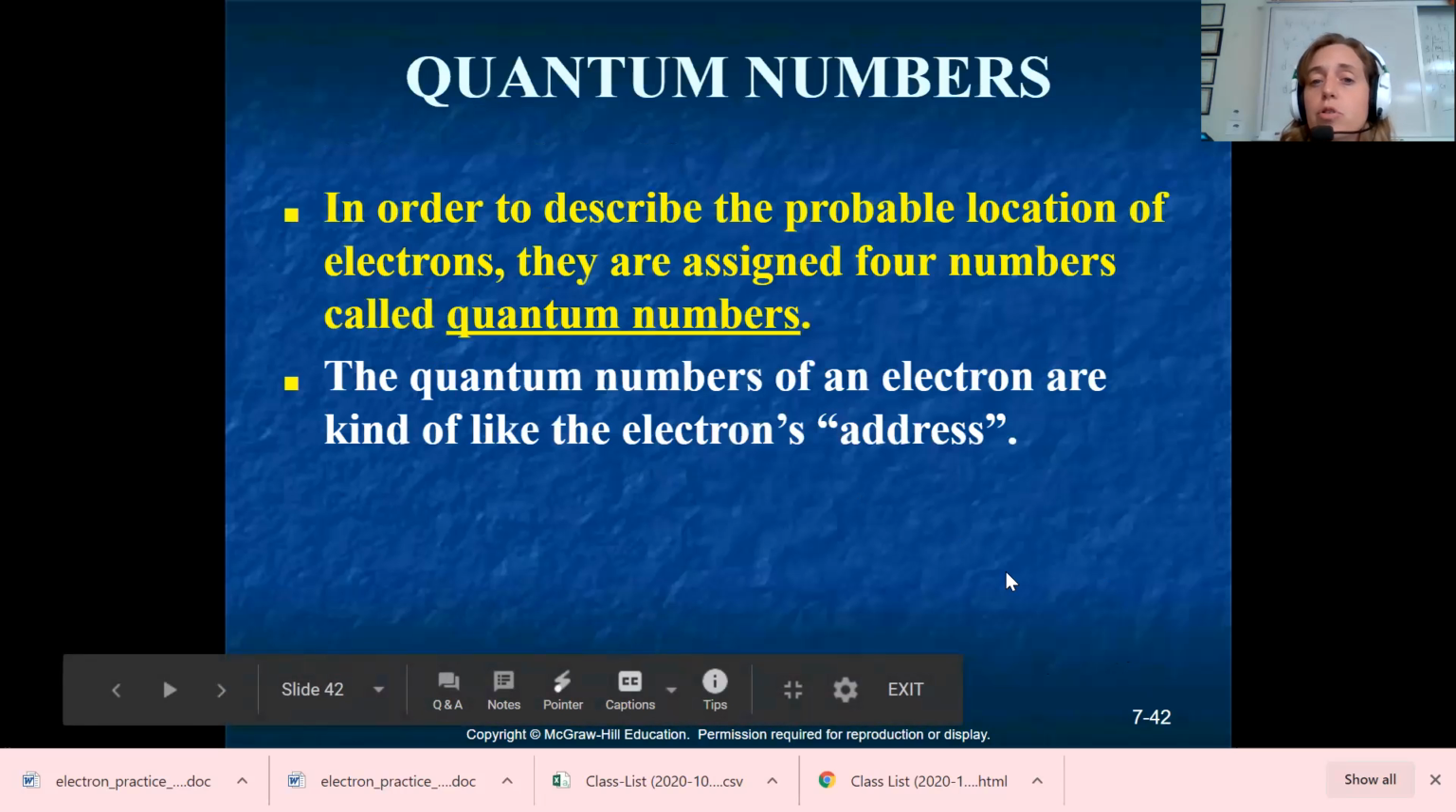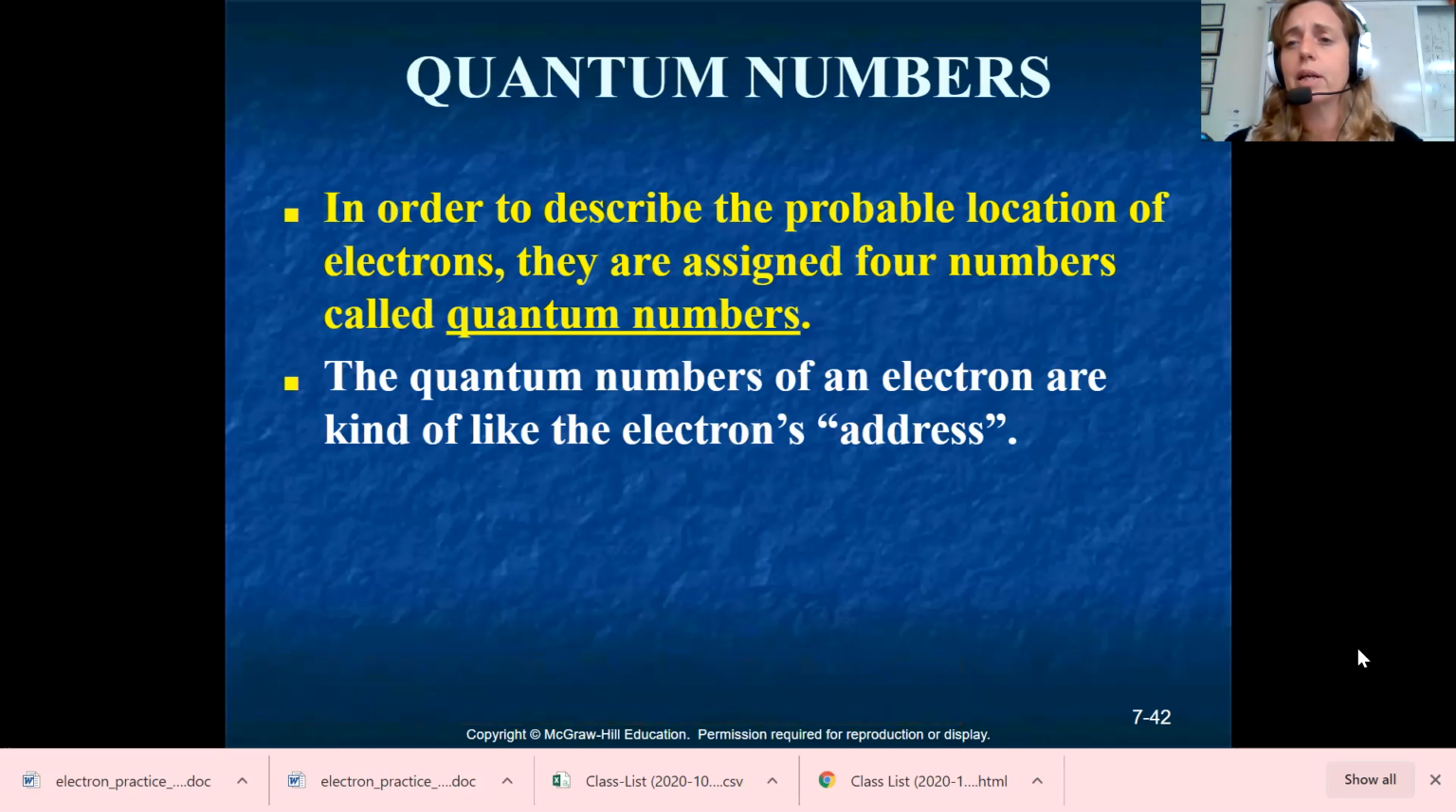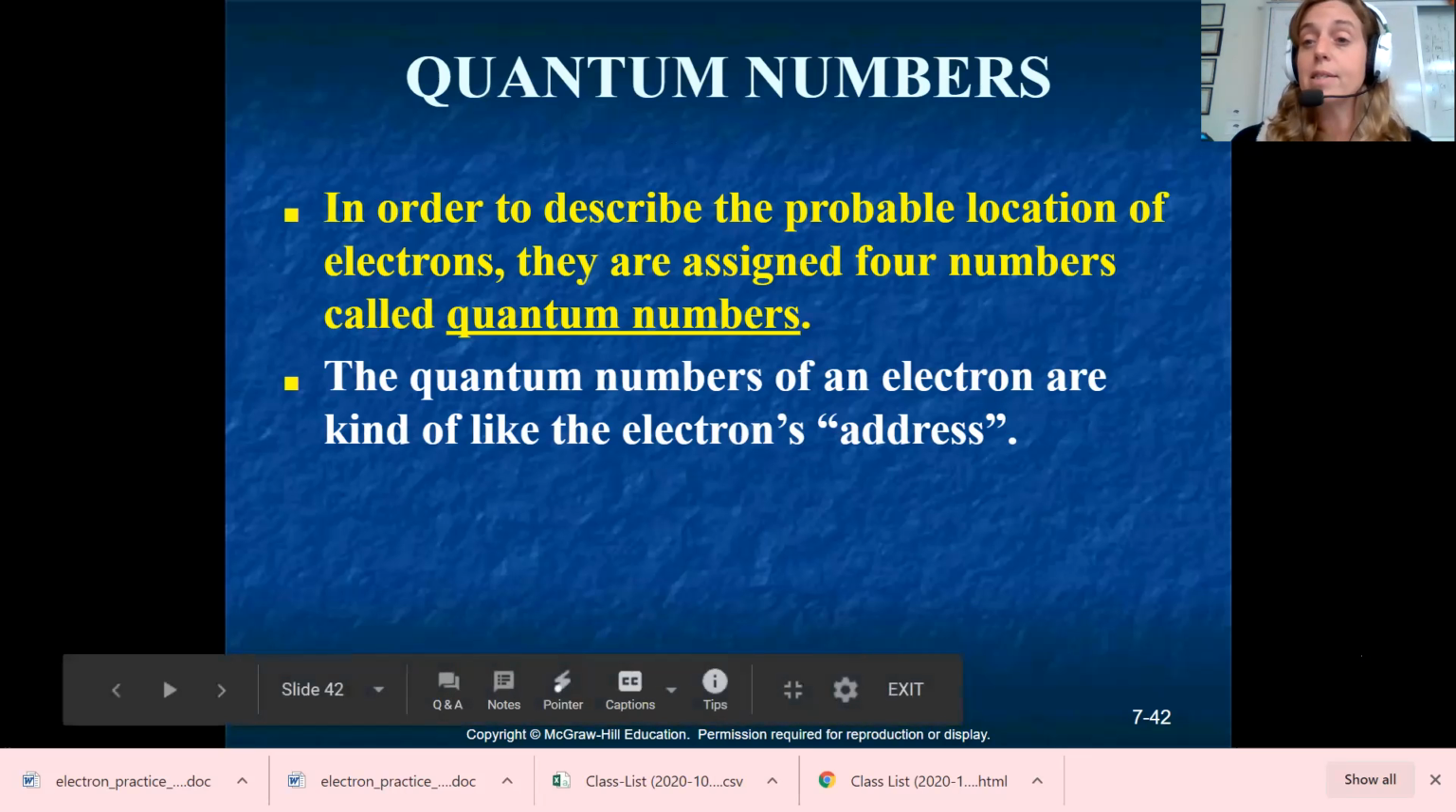Now, in order to describe the probable location of electrons, they are assigned 4 quantum numbers. I'm going to stop right there because we're not really getting into quantum numbers just yet. That's going to be later in the week. So what I'm going to do is end now, but there's going to be another video to follow, which is your arrow diagram note sheet. I'm going to go over the note sheet with you momentarily and put that video in there. So that's it for the notes.